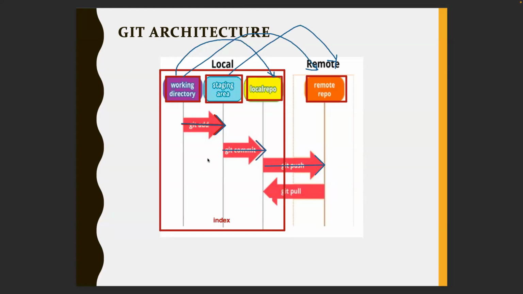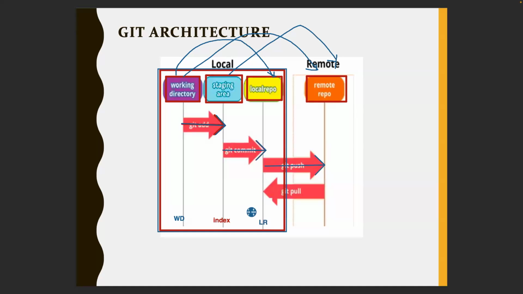Another important thing: until you move your changes to remote, no one else in your team can see your changes. Because like I said, this is my workstation, my local computer. As long as they are in the local repository, they are on my local computer. Only once you move to remote, others can see your changes. So: working directory, staging area, and local repository. This is the terminology.